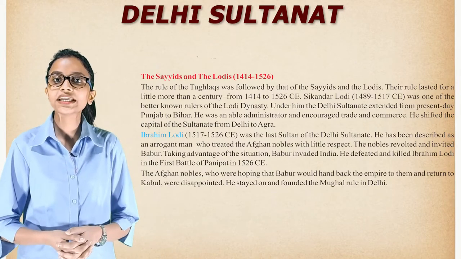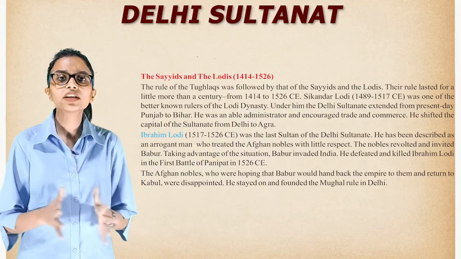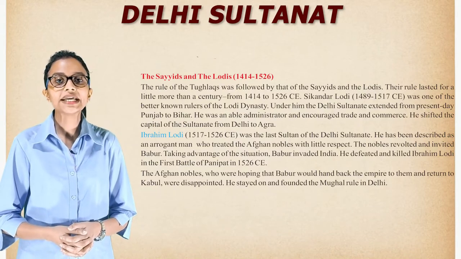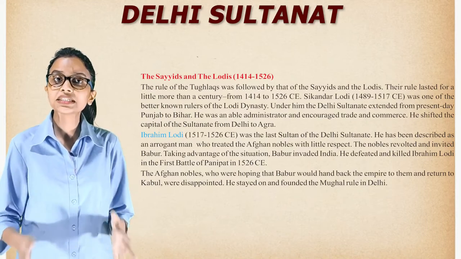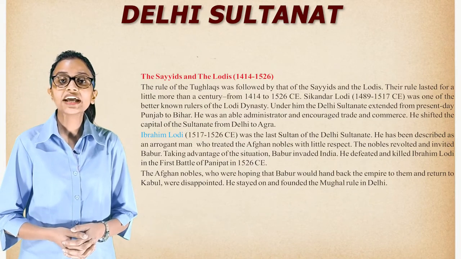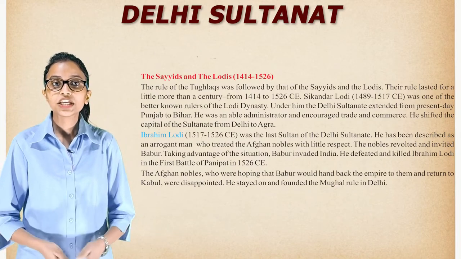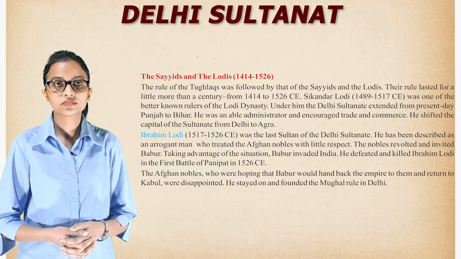Sikandar Lodi, 1489-1517 CE, was one of the better known rulers of the Lodi dynasty. Under him, the Delhi Sultanate extended from present-day Punjab to Bihar. He was an able administrator and encouraged trade and commerce. He shifted the capital of the Sultanate from Delhi to Agra.